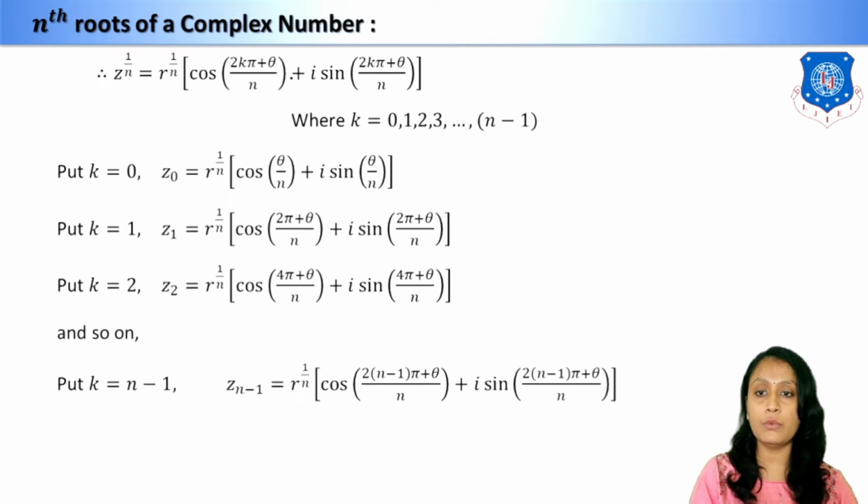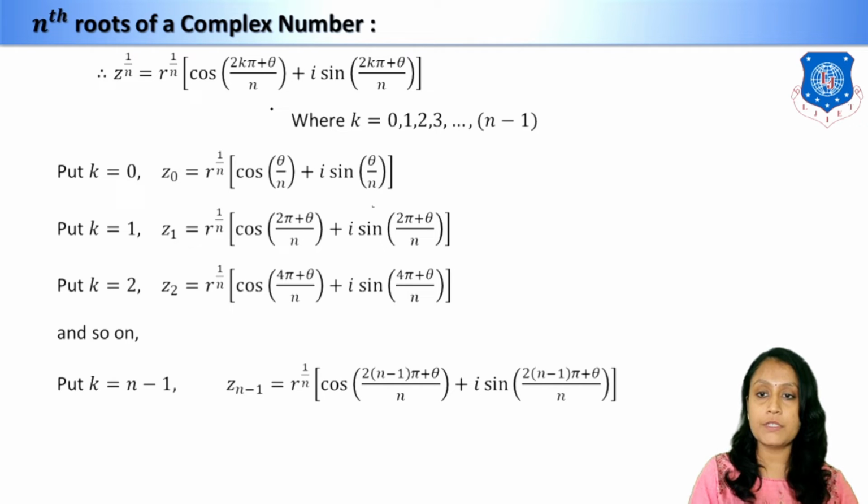Okay, so let's substitute the value k is equal to 0 over here. So the first root we are getting, we'll name it as z0. This is r raised to 1 upon n. Now in place of k substitute 0. So you will get cos theta upon n plus i sin theta upon n.